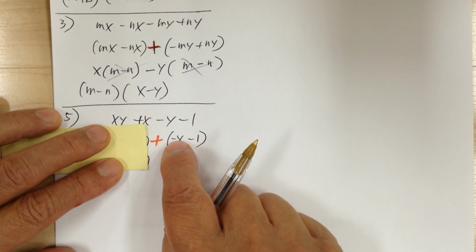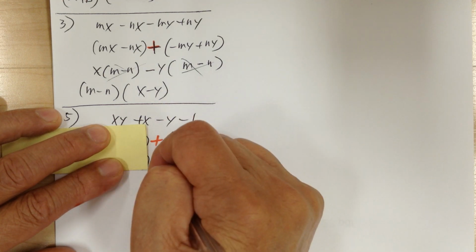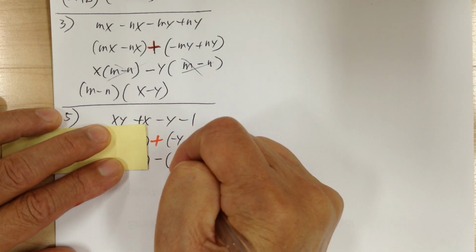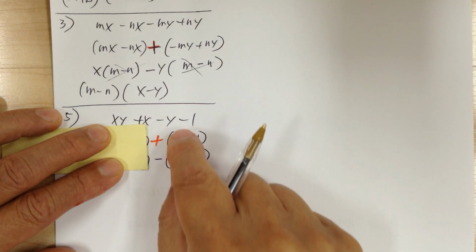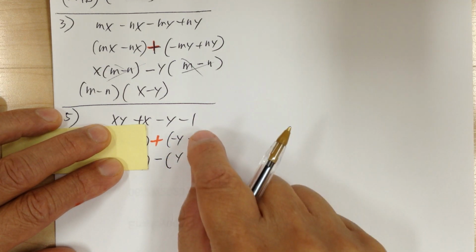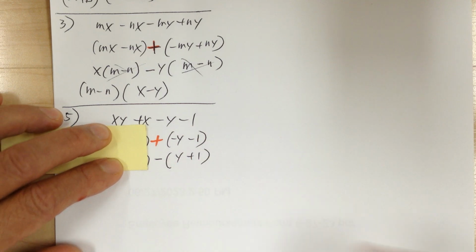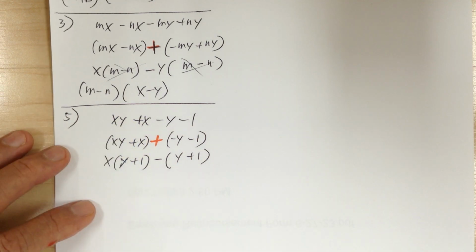Again, when you start with a negative, you have to factor the negative. So factor the negative 1, and this becomes y plus 1. Again, do a quick check. Negative times y gives you negative y. Negative times 1 gives you negative 1. So you have to pay close attention. Always do a quick check.